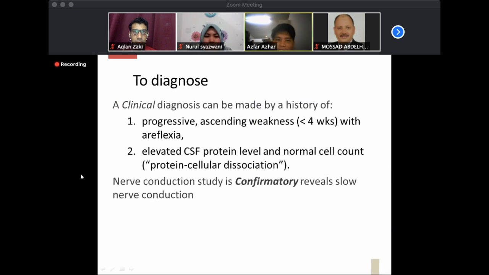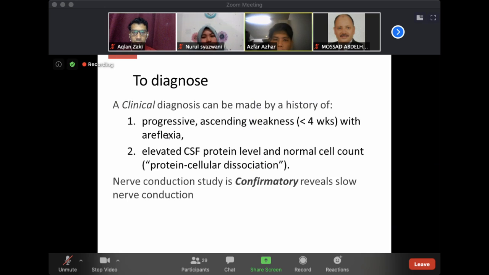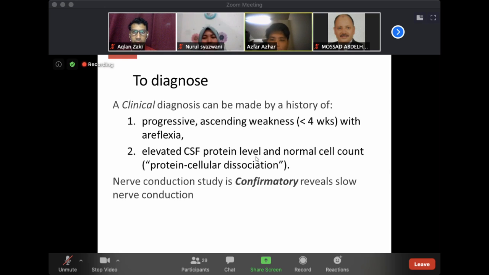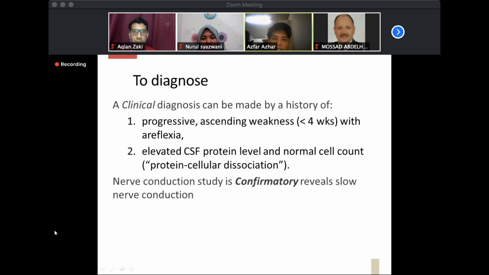Okay, to diagnose Guillain-Barré syndrome, this is the criteria. A clinical diagnosis can be made by a history of progressive ascending weakness, less than 4 weeks, with areflexia. The second one is elevated CSF protein level and normal cell count, showing protein cellular dissociation. We must do a nerve conduction study because it is confirmatory and reveals slow nerve conduction. Okay.